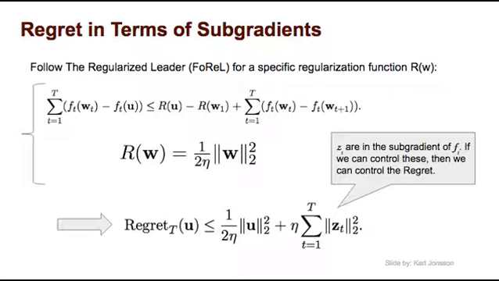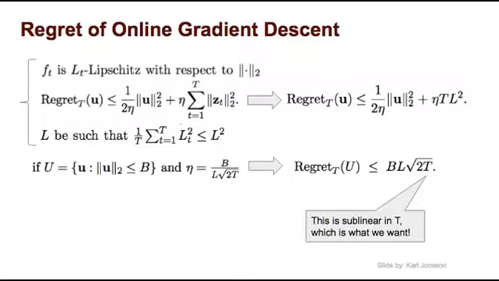we get an upper bound in terms of the subgradient, and that upper bound in terms of subgradient can be used to derive the regret of the online gradient descent algorithm. For particular values of different parameters, one can show that the upper bound of the regret of the algorithm is sublinear in terms of t, which is what we want.